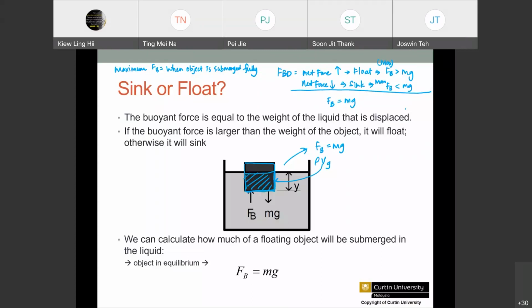So just treat it as a free body diagram question, and you solve it according to what the question is asking, then you solve the equation. All right.